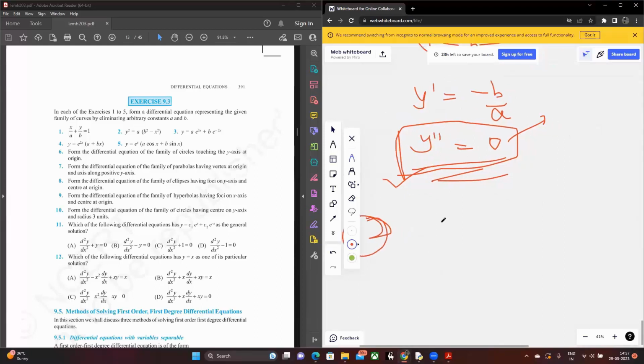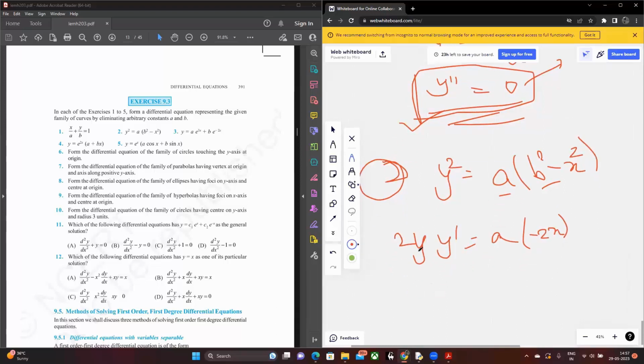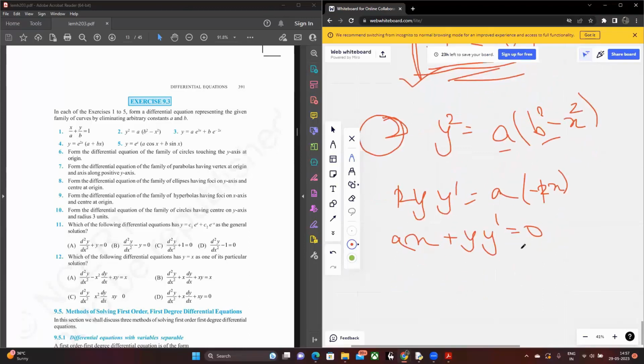Question number 2: y squared equals a times b squared minus x squared. Again, a and b are 2 arbitrary constants, so it's an order 2 differential equation. Here, first of all, you do 2y y dash equals a times minus 2x, and from here you get x plus y dash equals 0.